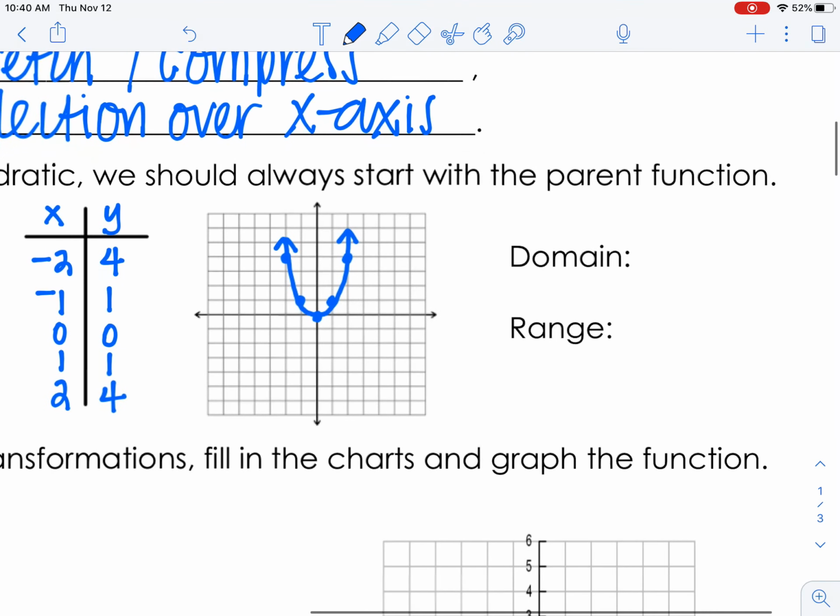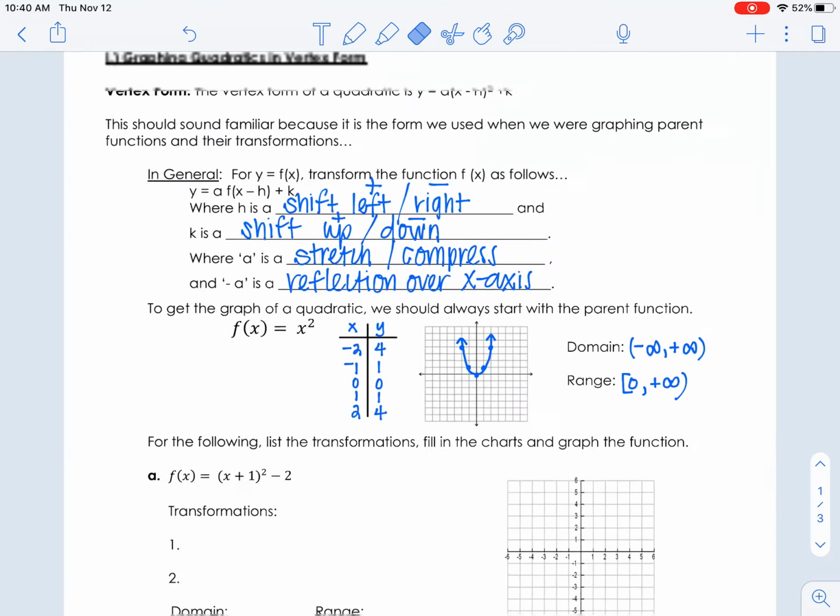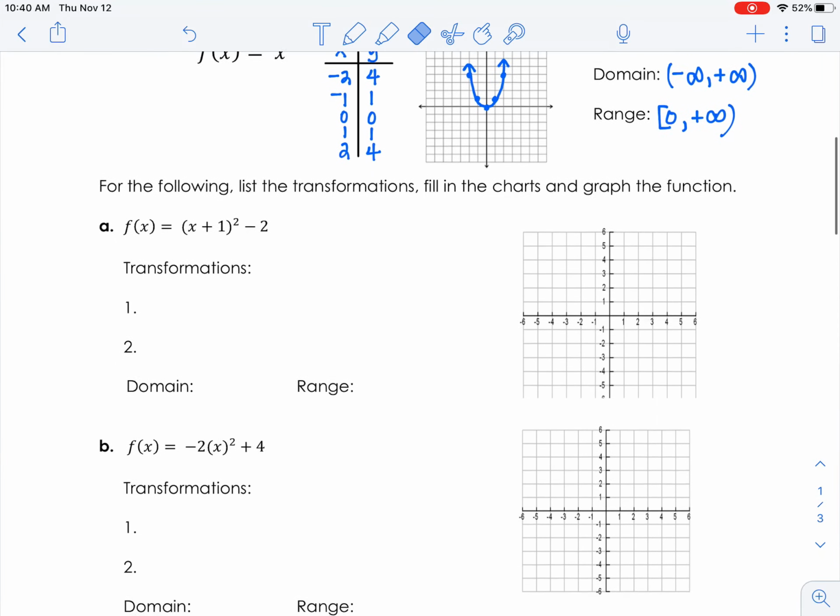Now remember, domain and range. If we have our ends going in either direction, both on the left and the right, our domain runs all the way from -infinity to +infinity because those are our x values. Our range, however, are our y values. In this case, our range starts here at 0 and goes up to +infinity from there. Okay, that's just a quick review. So now let's do a few.